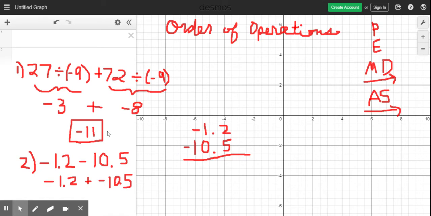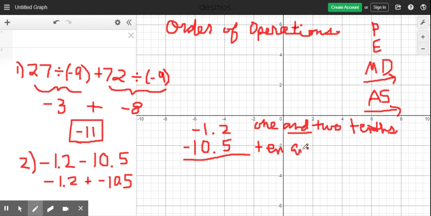Okay, so written out, this number, -1.2, really means -1 and 2/10. And that "and" represents the decimal place. The other one is -10 and 5/10.